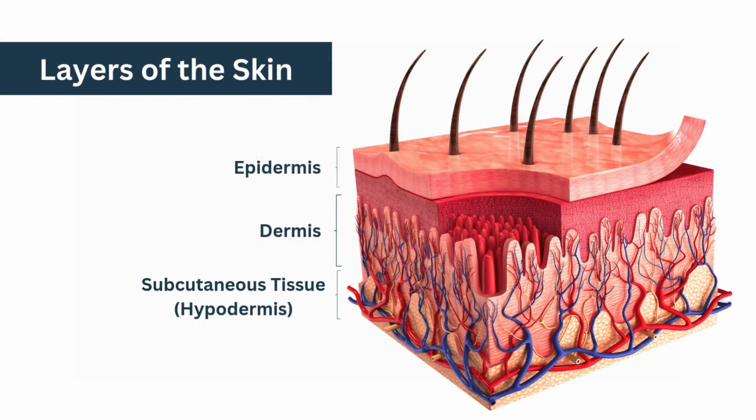The skin has two major layers, the epidermis and dermis. The hypodermis is not part of the skin. From superficial to deep, the epidermis is the outer layer, the dermis is the inner layer, and the hypodermis is a subcutaneous layer beneath the skin.